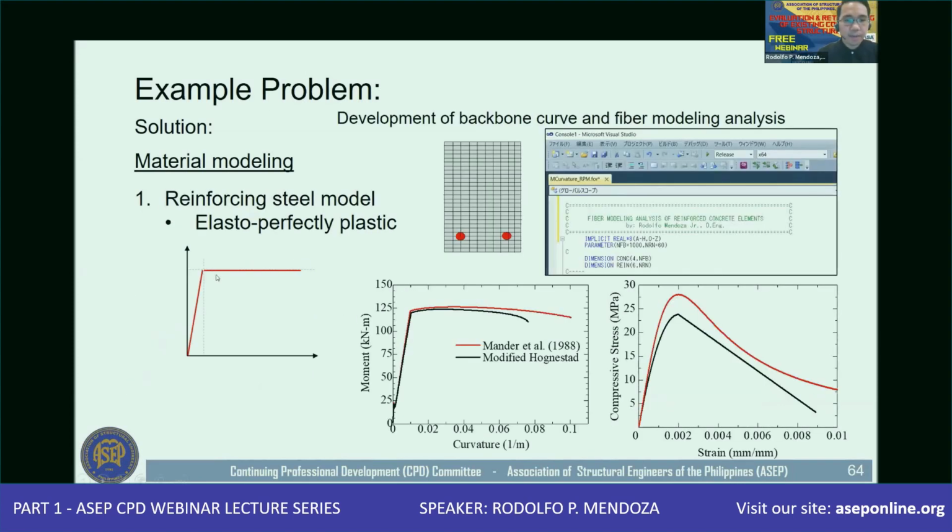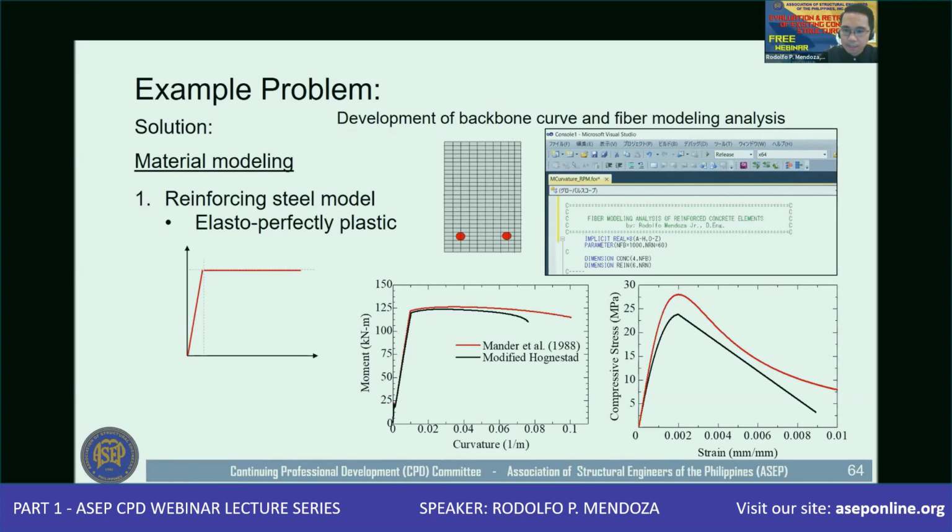Now, for modeling steel reinforcement, we adopted what we call a bilinear model. Basically, it is the elastoplastic model. And in calculating the moment curvature relationship for this beam, we utilize a fiber modeling analysis. I have written a code in Fortran language, although I intend to transfer the code into MATLAB to make it more user-friendly.